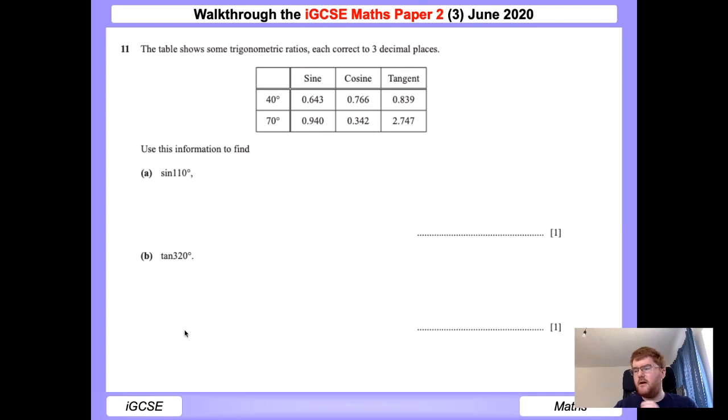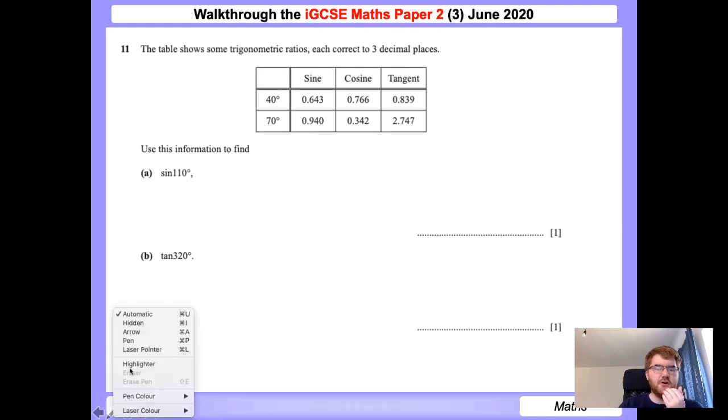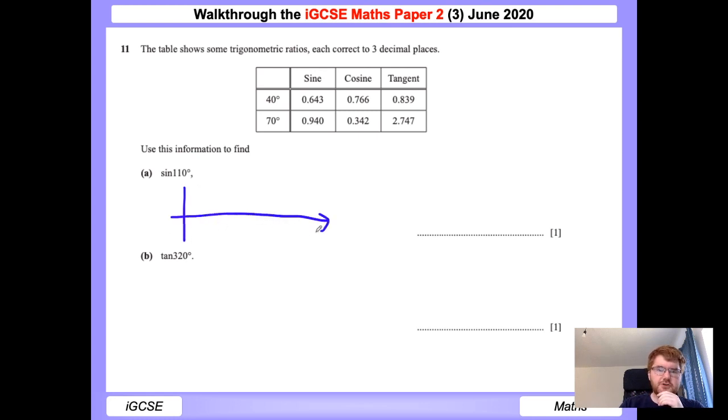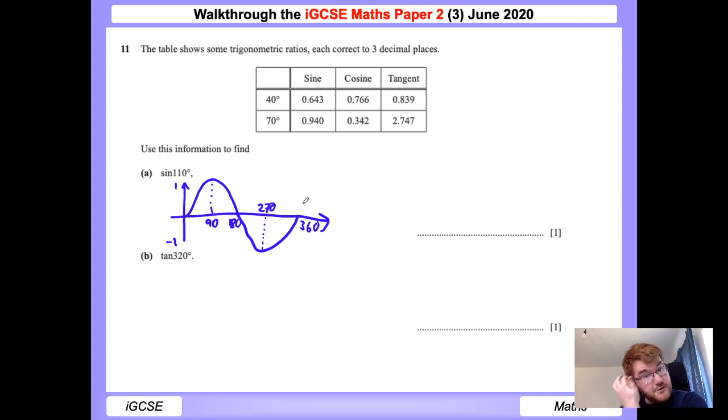Okay, so the way I'd approach this is draw a rough sketch of the two graphs. So for sine 110 degrees, let me just draw the sine function, which you should know more or less off by heart. It goes between 1 and minus 1, and it has this wave idea, where the peak of my wave is at 90 here. The minimum point here is 270, and then it crosses at 180 and 360. So you do need to know this diagram and how it works and how it functions.